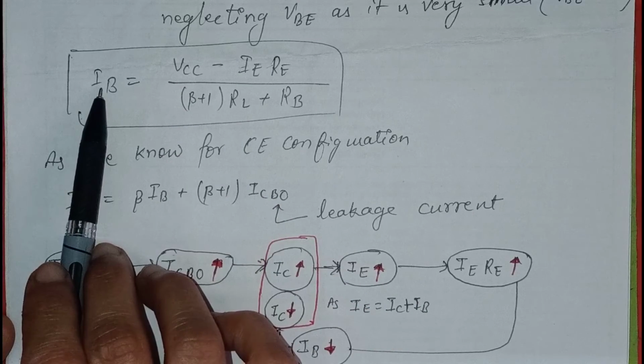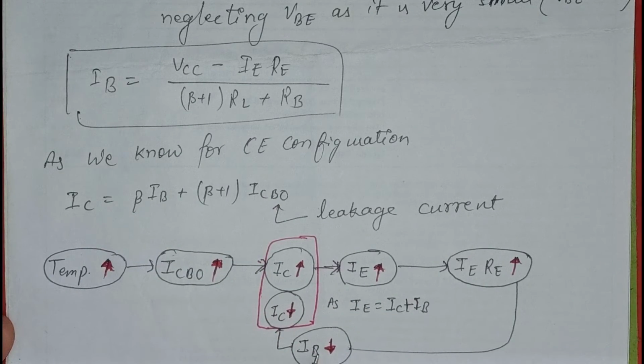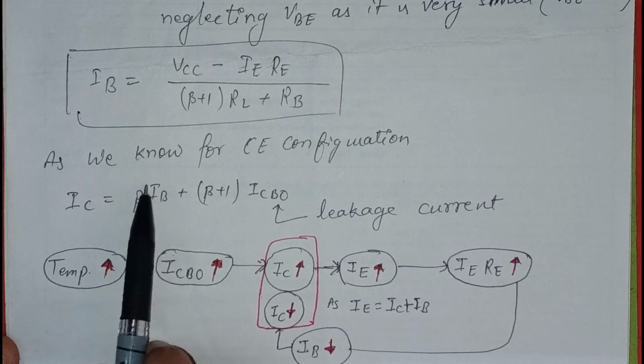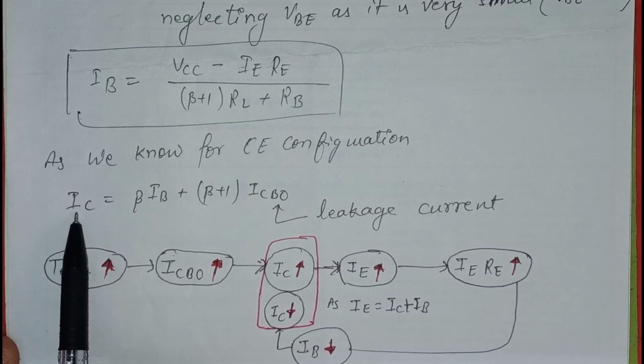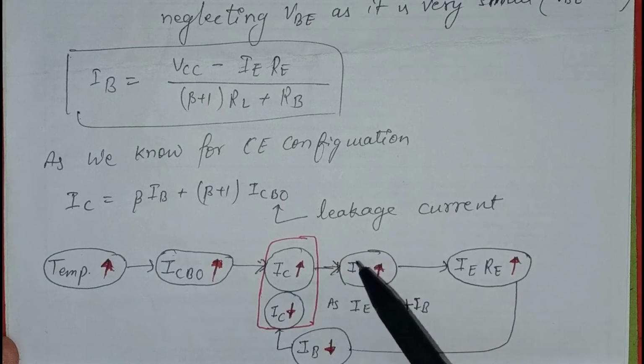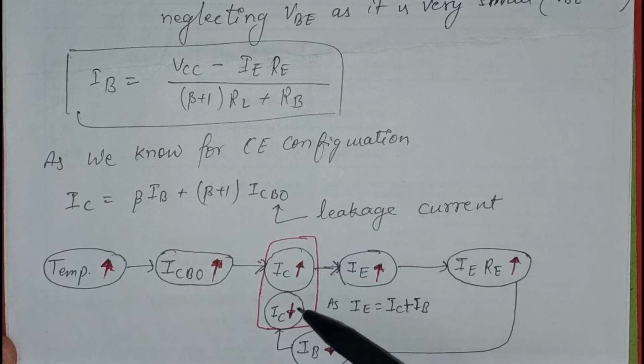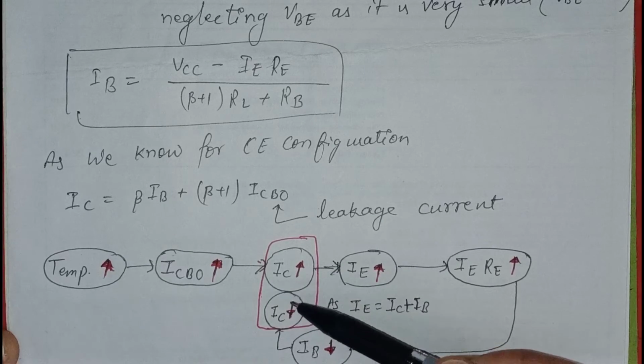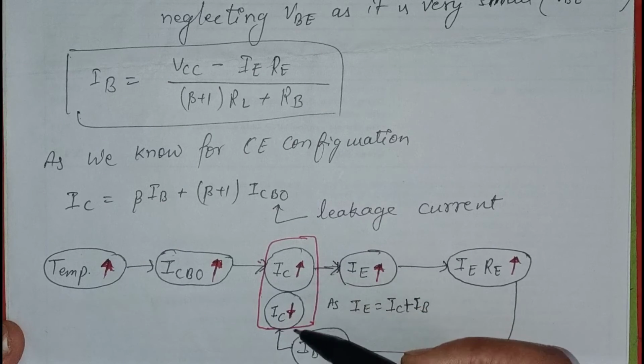So IB decreases. As this IB decreases, we can see that IC also decreases because they are directly proportional. In this way, stabilization against temperature is achieved in IC. So IC will almost remain constant.